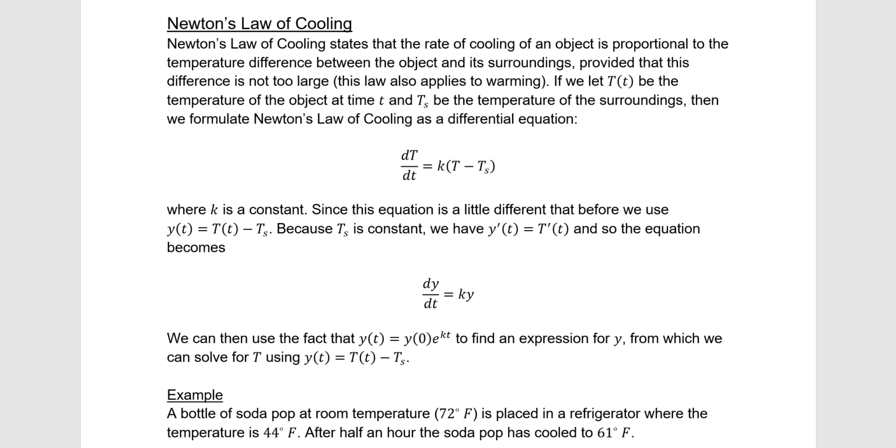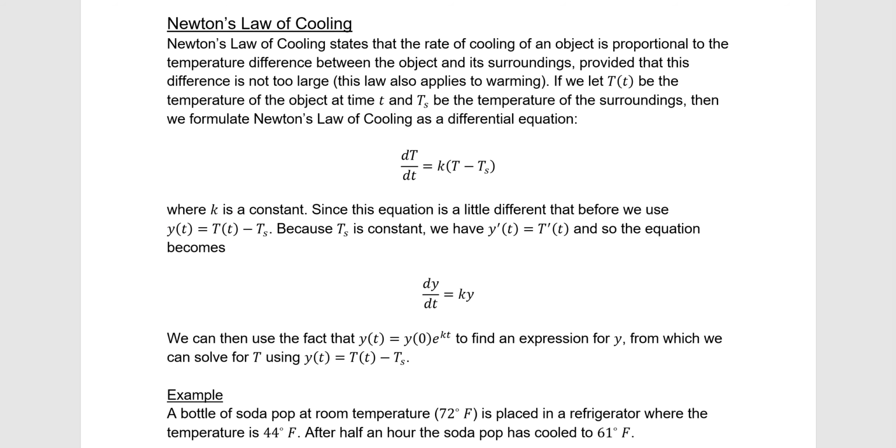So in order to be able to use the same solution function from last time, we have to do a little bit of variable change here, and we're going to let y of t equal T minus T sub s. If we do that, then that's going to replace this with a y, and then it becomes dy/dt equals k times y, which is what we are used to solving, and we know how to solve that.